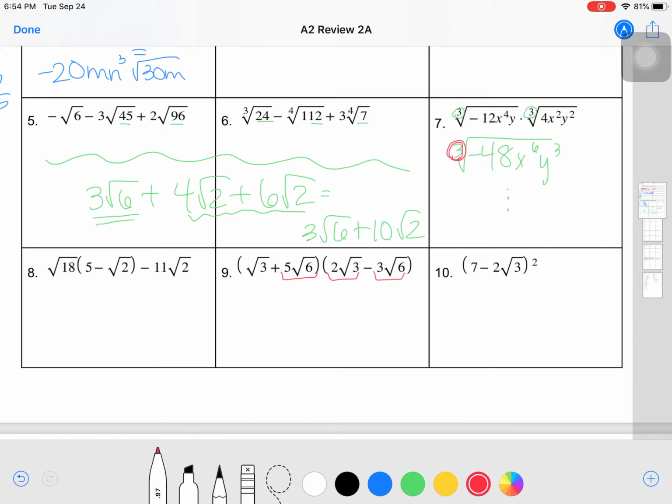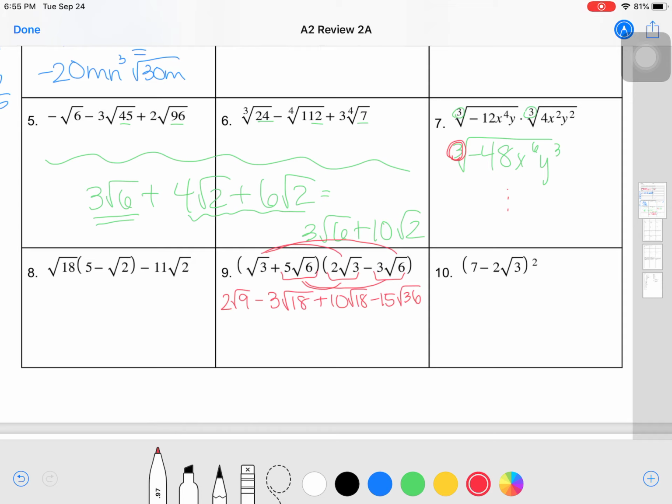What that means for you in the problem, you're going to do root 3 times the whole of 2 root 3, and you're going to get 2 root 9. You're going to do root 3 times the whole of -3 root 6, and get -3 root 18. You're multiplying under the radicals together. And you're going to keep going. You're going to do 5 root 6 times 2 root 3 gives you 10 root 18. And 5 root 6 times -3 root 6 is -15 root 36.